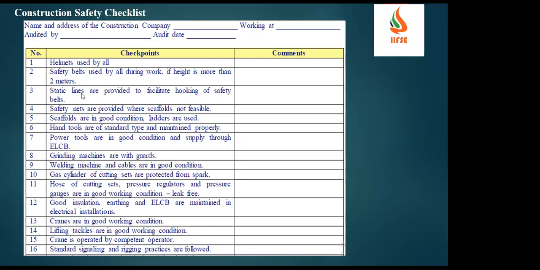We have to provide a static line, a fall arresting system, and also safety nets wherever a scaffold is not feasible. If scaffold is not feasible and they are working on any height works, then as a secondary line of defense we need to provide a safety net. And the scaffolds must be in good condition, and ladders to be used.